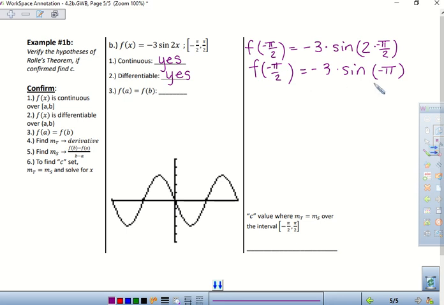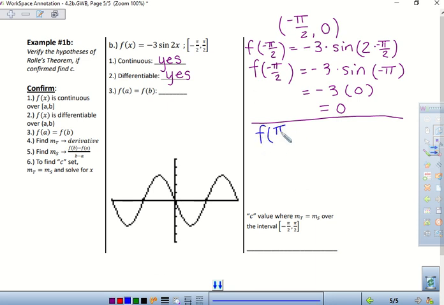So if you do the math here, you're going to get -3 times 0 because sine of -180 is 0. So the answer here is just 0. So we know that our function has a point at (negative pi over 2, 0). Now we have to do the same thing, but we're going to plug in regular pi over 2 instead of negative pi over 2, which is the other endpoint.